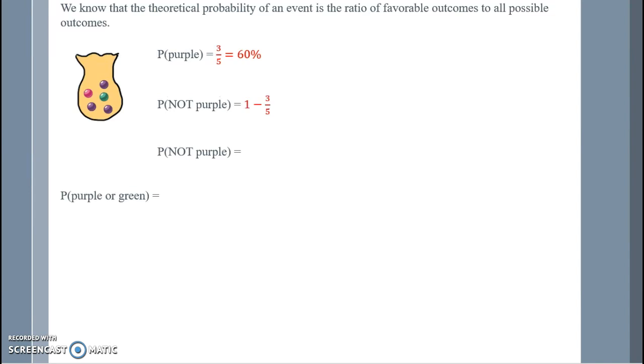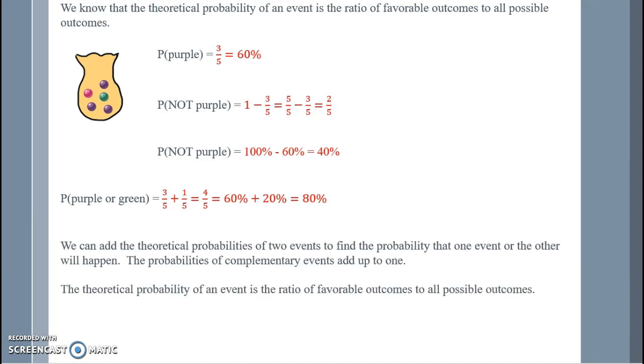Those that are not purple then are 1 minus that of being purple, which is 5/5 minus 3/5, which is 2/5. Or we could use percentages. 100% minus those that are purple gives us those that are not purple, so 40%. Purple or green: 3/5 are purple, plus 1/5 which are green, so a total of 4/5. Which equals 60% plus 20% equals 80%. So 1/5 is the 20%.